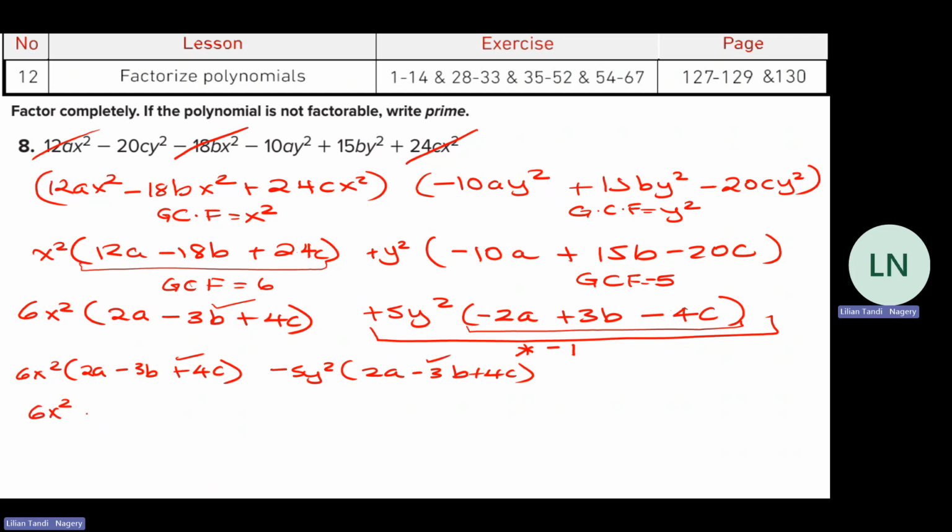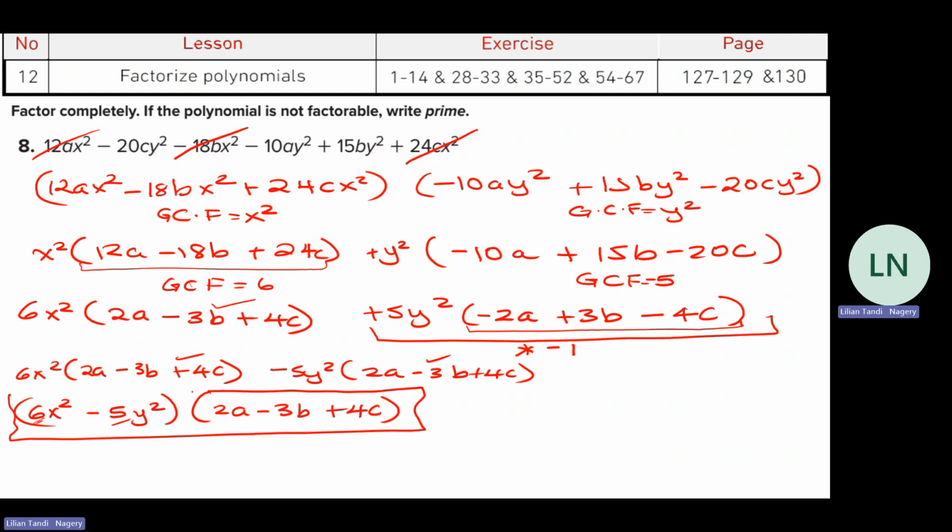So you have 6x squared minus 5y squared, and then what you have here, 2a minus 3b plus 4c. Now this looks like a difference of squares, but it is not, because 5 and 6 are not perfect squares. So stop here. This is your answer. Okay. Now, even this is also not factorable. So that's it. This is your answer.